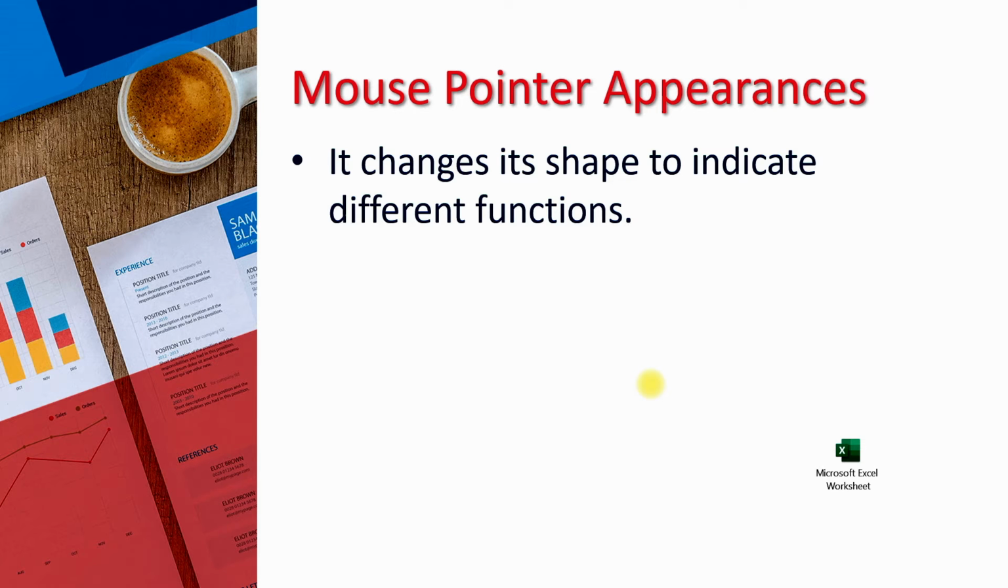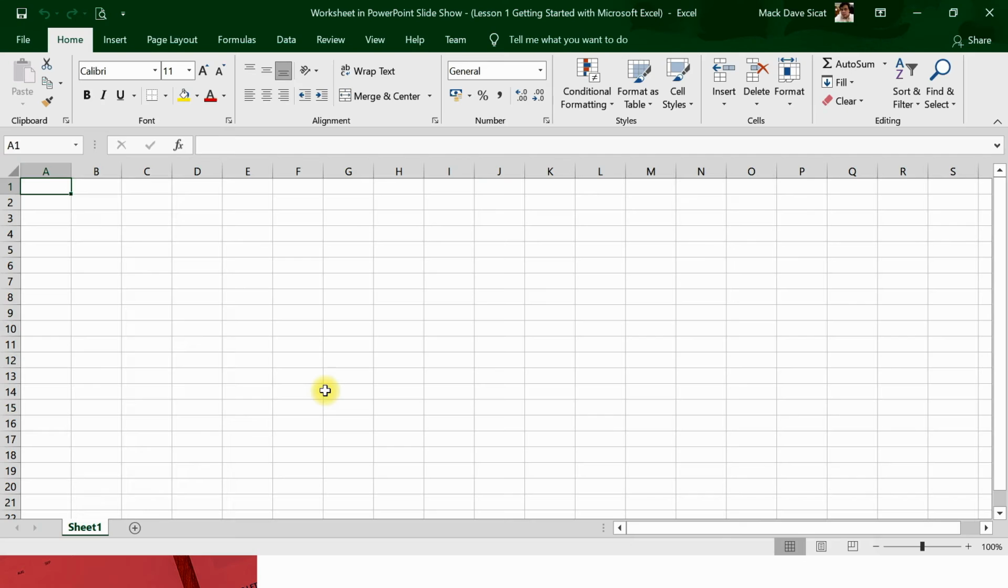So now let's go to mouse pointer appearances. The mouse pointer changes its shape to indicate different functions. The first mouse pointer appearance is the arrow. The arrow is used for menus or for moving a selection. This is the arrow. The default color of the arrow is white. So the arrow is used for menus or moving a selection.